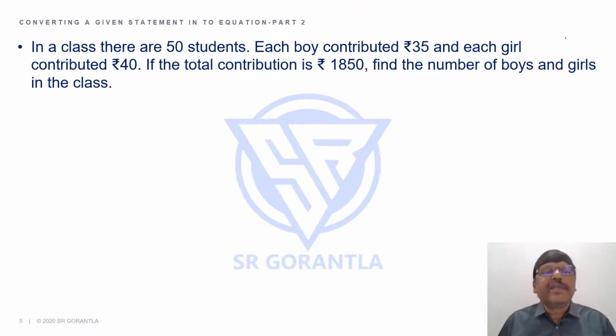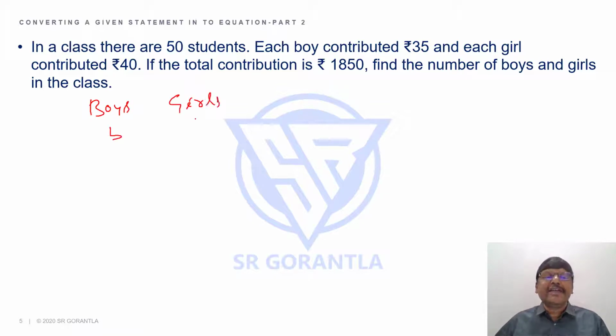Let me take, students, in a class there are 50 students. Each boy contributed rupees 35 and each girl contributed rupees 40. If the total contribution is rupees 1,850, find the number of boys and girls in the class. As I said, students, if the number of boys is B and the number of girls is G, what equation can you write? 50 students are there, means B plus G is 50. First equation.